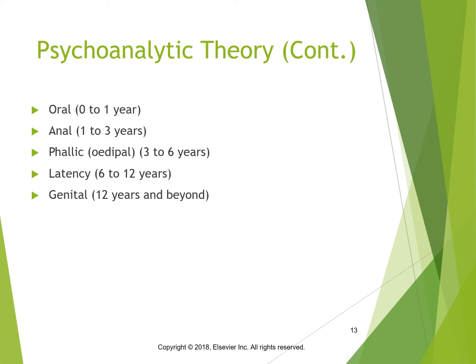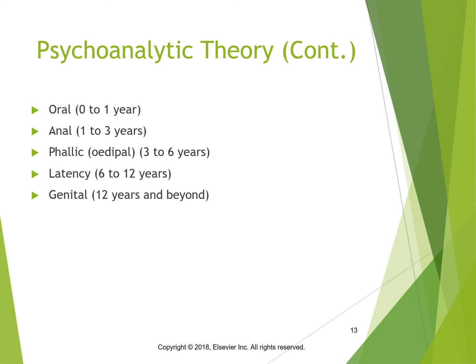The primary task is sexual identity with a parent of the same sex and the beginning of superego development. They identify themselves with, so boys will identify with their fathers and females will identify with their mothers. So fixation at this stage can cause sexual identity disorders and inability to love.